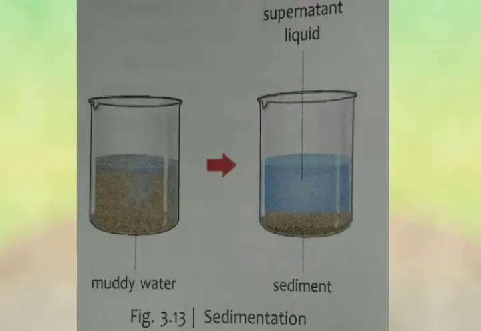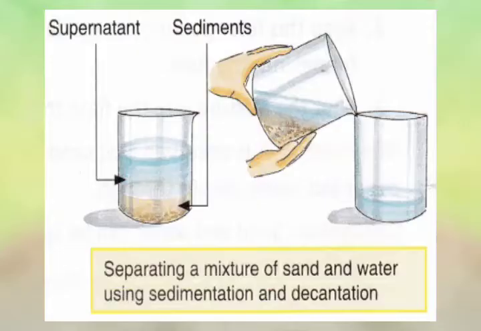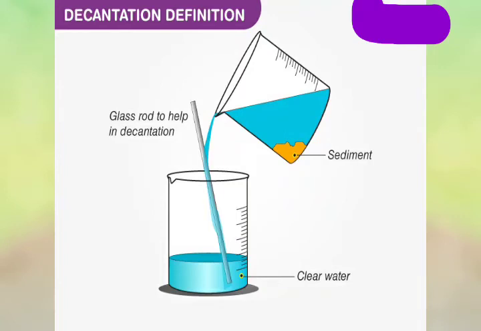The first method to separate the solid-liquid type of mixture is sedimentation and decantation. The settling down of the suspended insoluble heavy solid particles in a solid-liquid mixture when left undisturbed is called sedimentation. The solid which settles down at the bottom is called the sediment, while the clear liquid above is called the supernatant liquid. The process of pouring out the clear liquid without disturbing the sediment is called decantation.